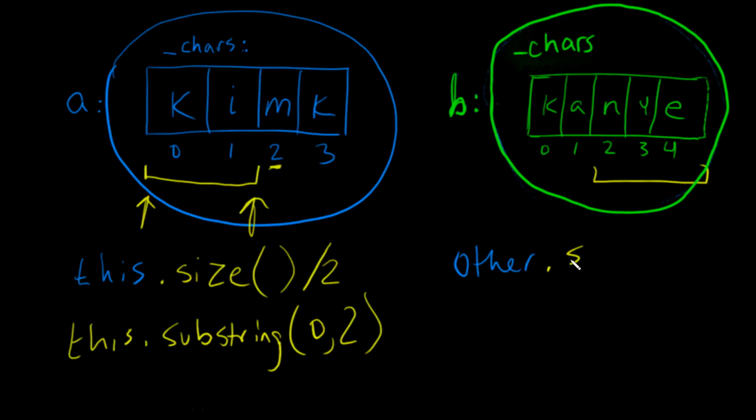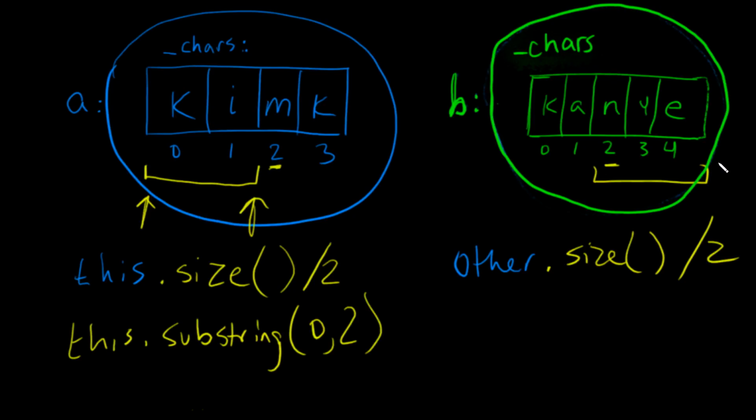We can also ask other for its size and divide that result by 2, and that will give us the starting index, right? So here, when we have an odd number of characters for this little silly method, we'll just assume that we start right in the middle.